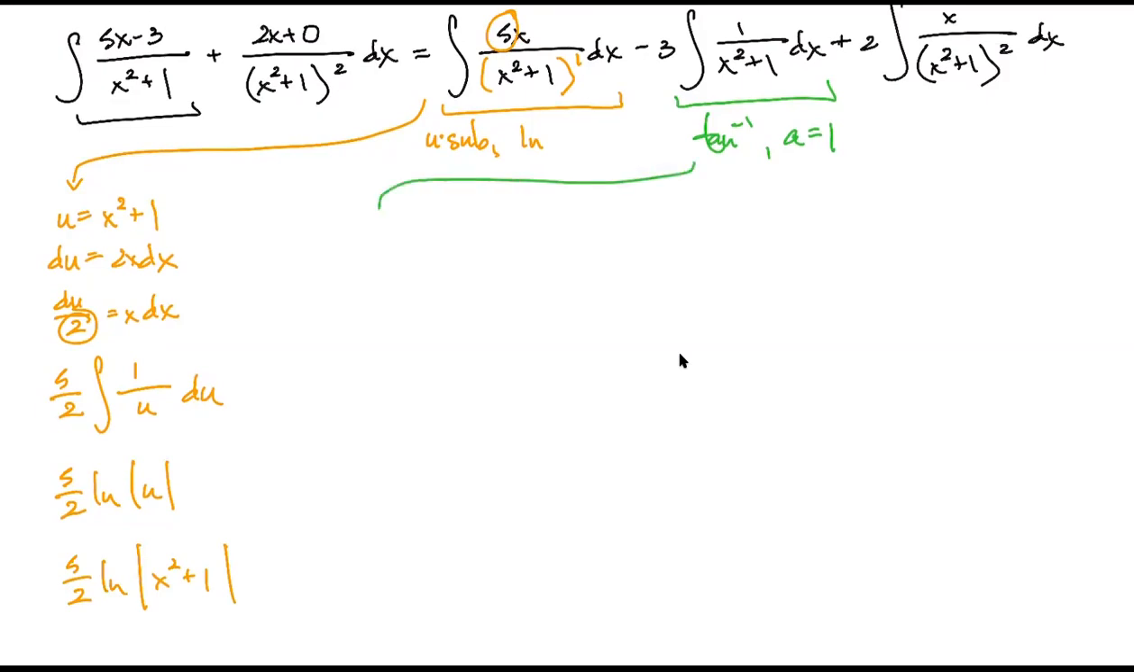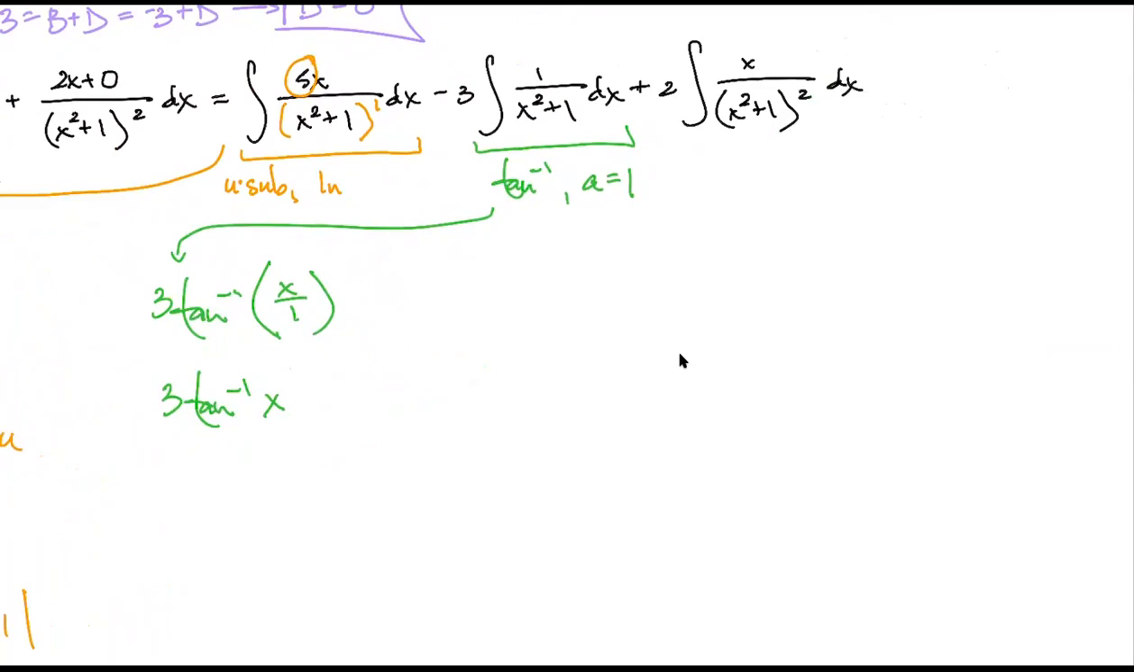So this one is a pretty straightforward one because A is equal to 1. And so we just have 3 arctan of x over 1 if you wanted to write that, but you could simplify it to 3 arctan x.